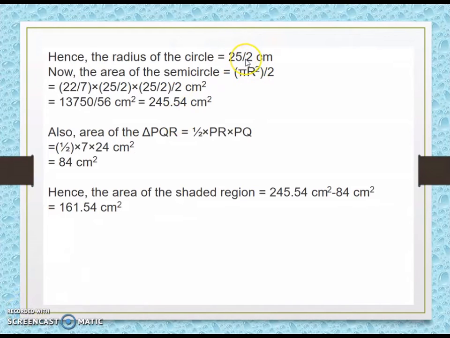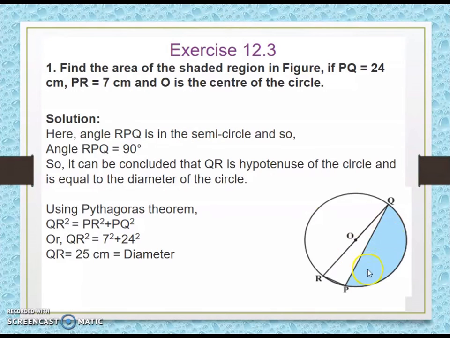You have got the diameter as 25, so radius will be 25 by 2. Then area of the semicircle will be pi r square by 2. So you will find the area of the semicircle. Now why are we finding the area of the semicircle? Because the shaded region is what you have to find out. So for finding the area of the shaded region, you can do the semicircle's area minus the area of this right angle triangle. So that will give you this shaded region's area.